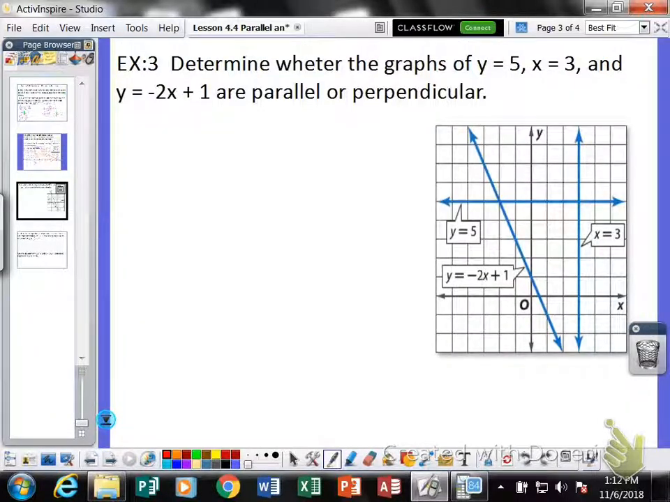All right. Determine whether the graph of y equals 5, x equals 3, and y equals negative 2x plus 1 are parallel or perpendicular. Well, I'm looking at this, and we should be able to sometimes visually see, especially in this situation, that y equals 5 and x equals 3 are perpendicular because we have a vertical line crossing with a horizontal line. So y equals 5 and x equals 3 are perpendicular.